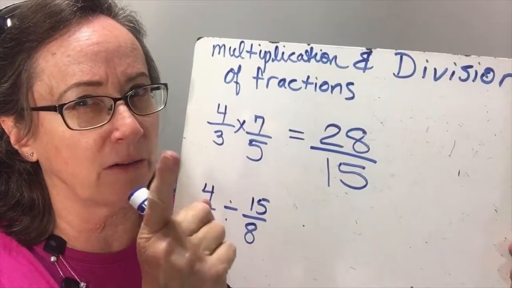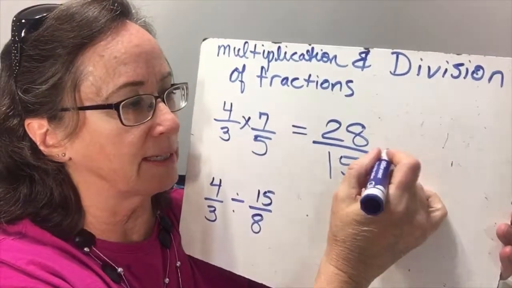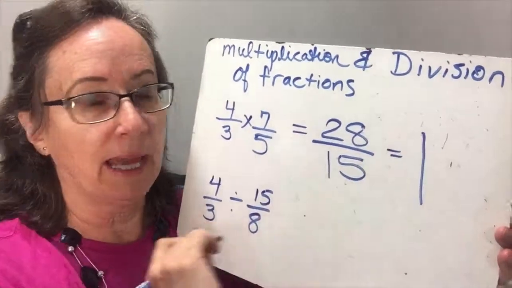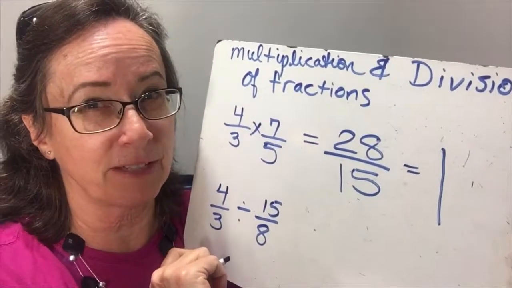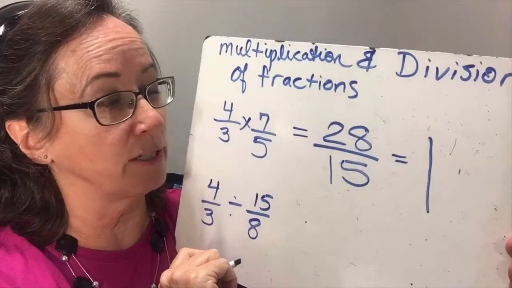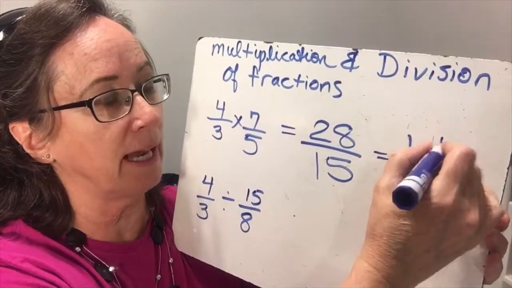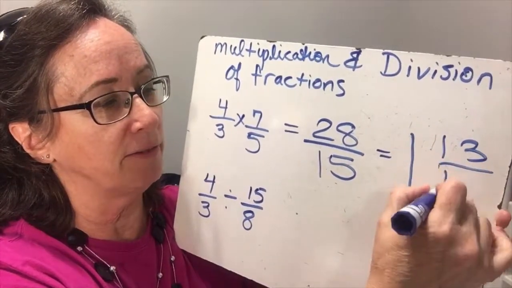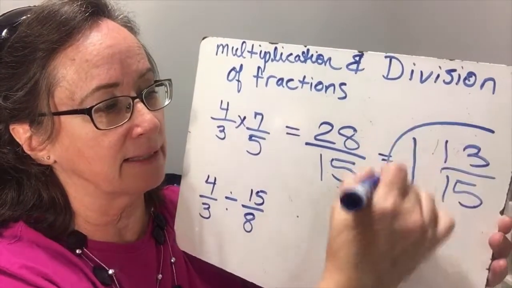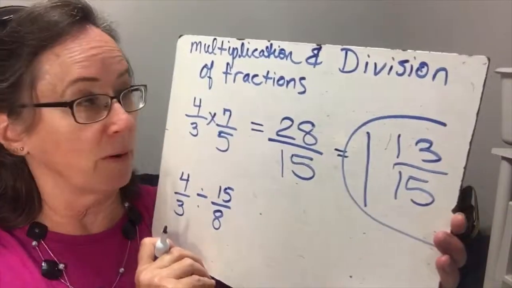So now we're going to say 28/15. 15 goes in only one time. So we're going to say one whole, and then 28 minus the 15 we just took out is going to be 13. So we have 1 and 13/15, and that is the correct answer for that one.